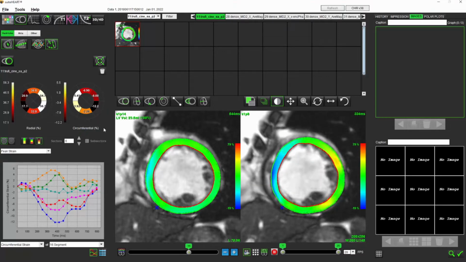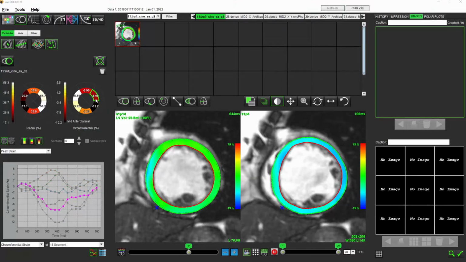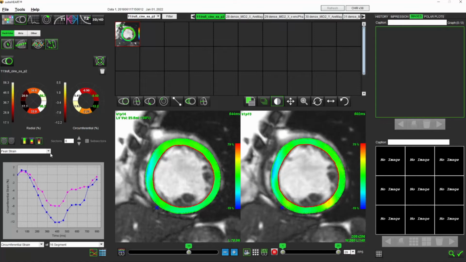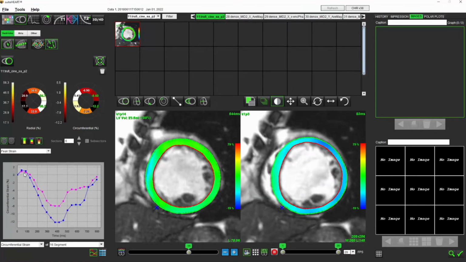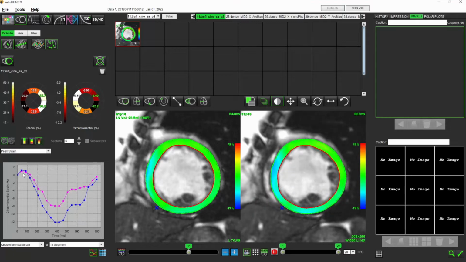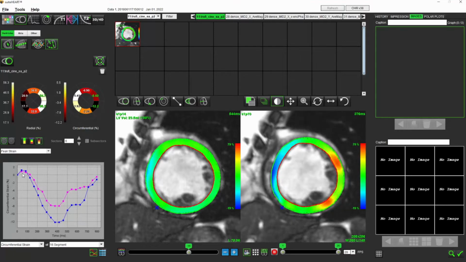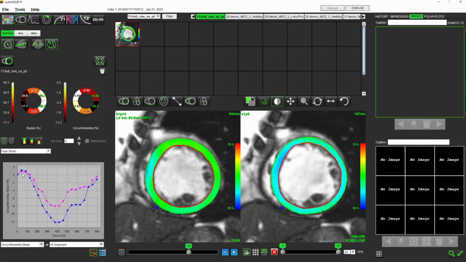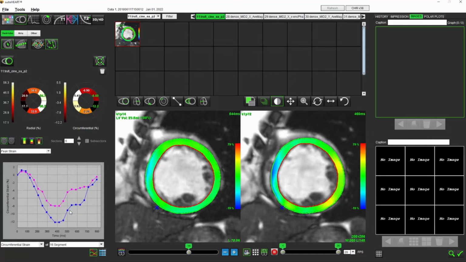And what I'm going to do is focus in on just the lateral segments first. And what you can see is this upward motion in circumferential strain is actually due to stretching of the lateral wall as the septum contracts first. It's called pre-stretch. And then you can see the delayed contraction of the lateral wall here.